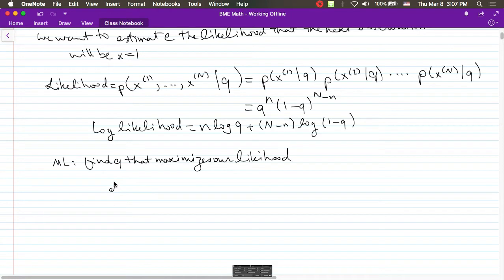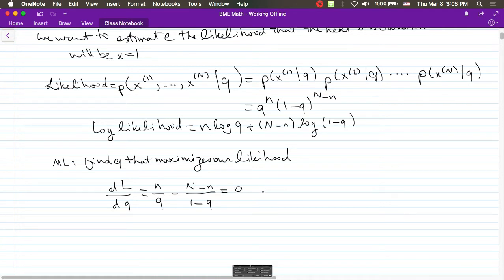So we find the derivative of the log likelihood with respect to q. The derivative of the first term here is n times 1 over q. The derivative of the second term is capital N minus n times 1 over (1 minus q), with a negative sign. We want to maximize this, so we set that equal to 0.